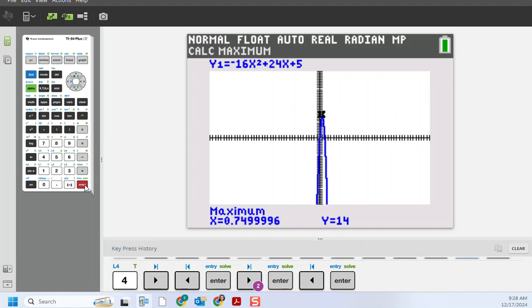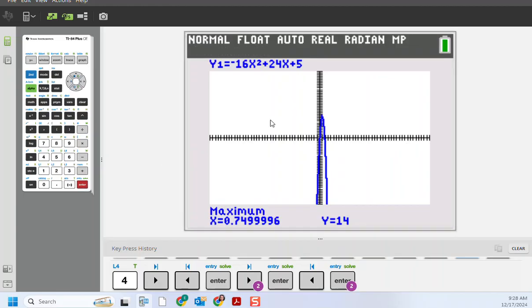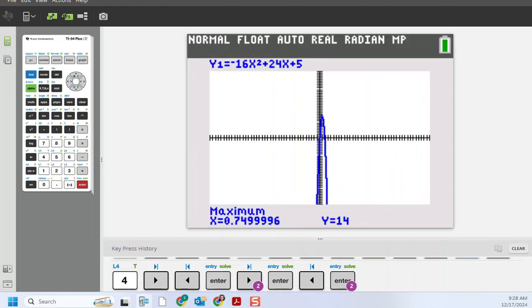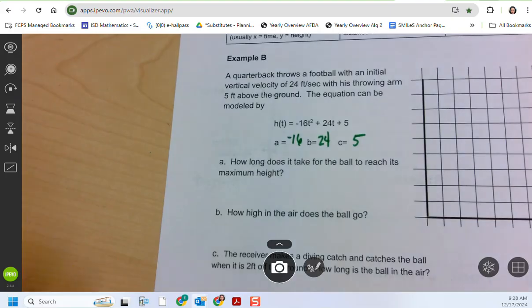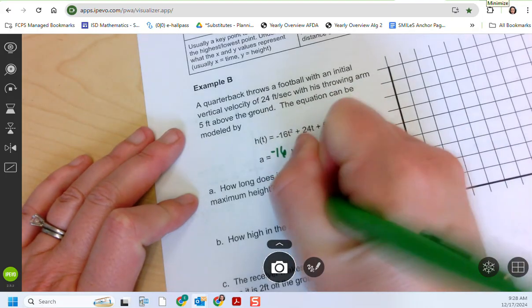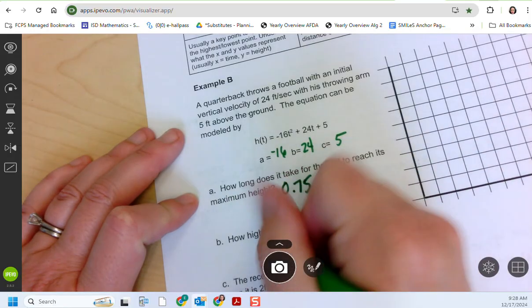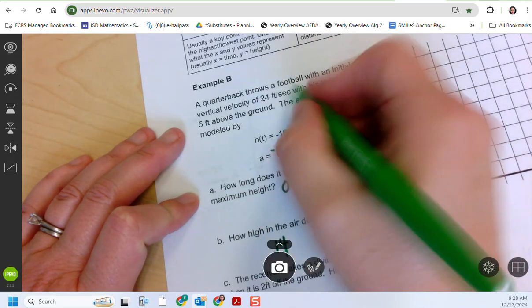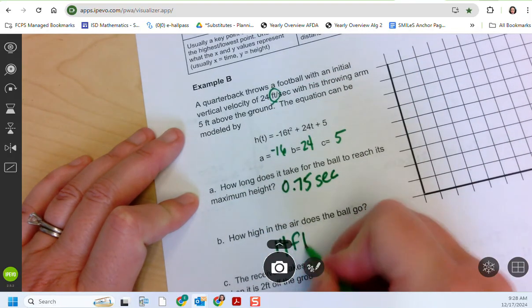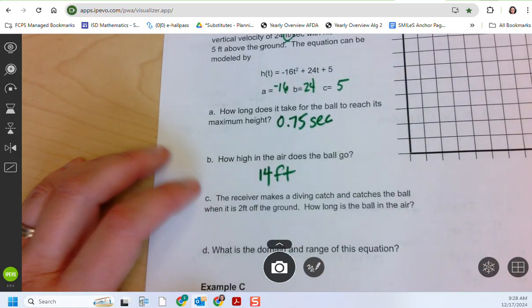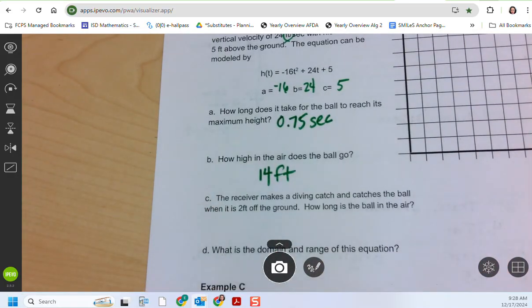Okay. So on your paper, the 0.75 this time is the time. So how long does it take? It takes 0.75 seconds. And how high does it go? It goes 14 feet. Who has a question about that first one? We had to find the maximum.